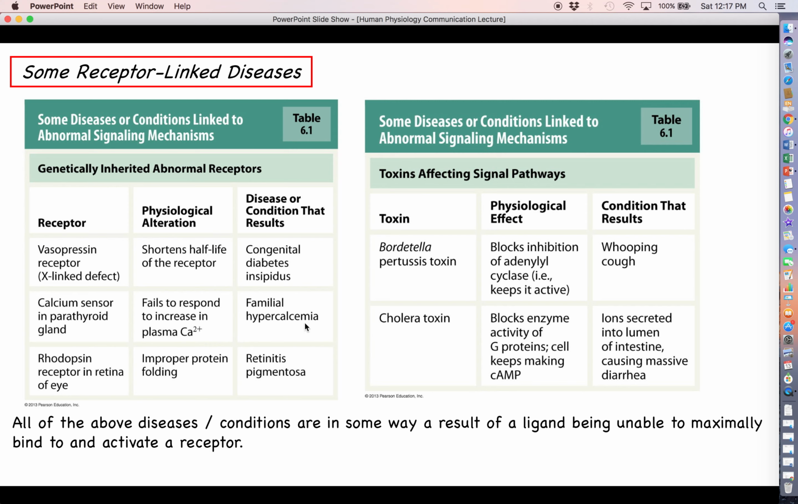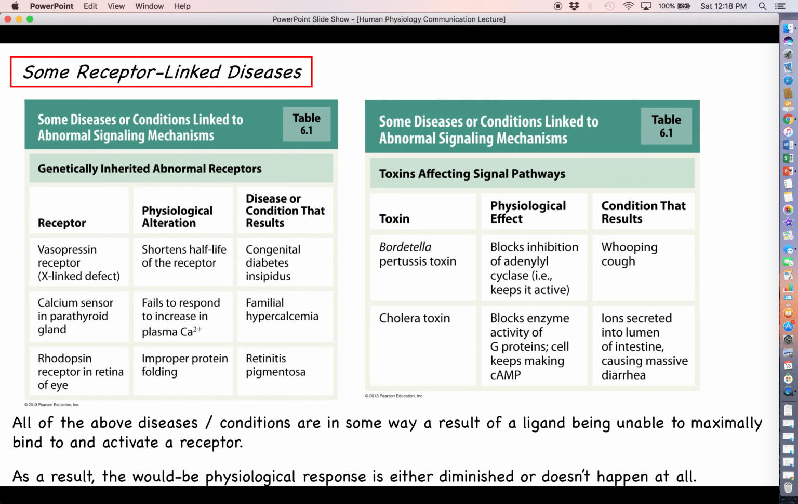Familial hypercalcemia, so this is going to be calcium sensing proteins in the parathyroid. Retinitis pigmentosa, whooping cough. So these things are all caused in some way by some sort of defect in a signal transduction pathway that is precipitated by that ligand binding to a receptor. So I'm not going to ask specific questions about any one of these particular diseases, but these are all very good places to start if you're looking to learn more about a particular disease, or alternatively, if you just feel like you need some practice in examining the ligand-receptor relationship and you want to see it actually in action.